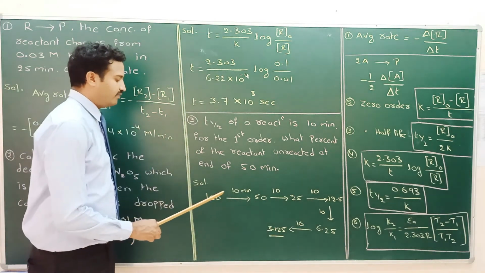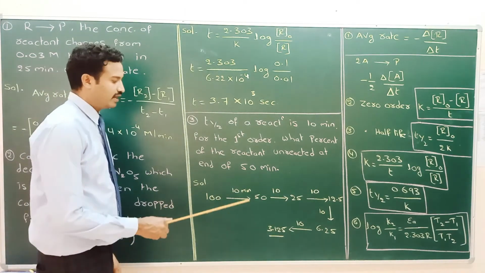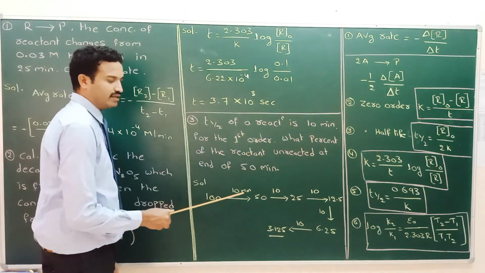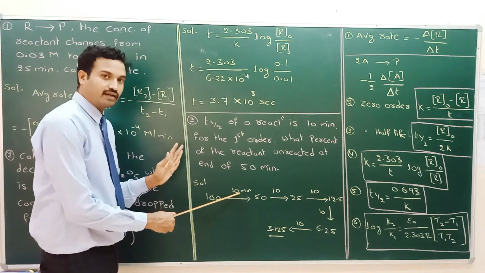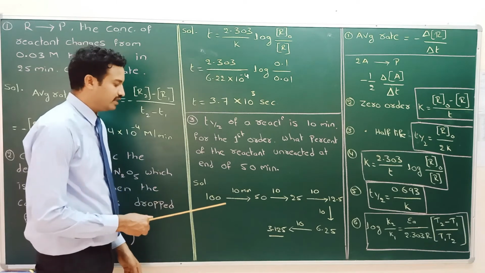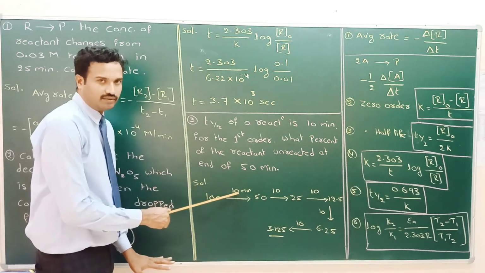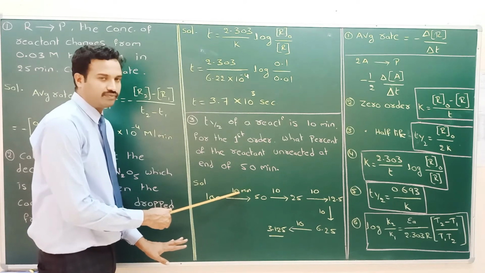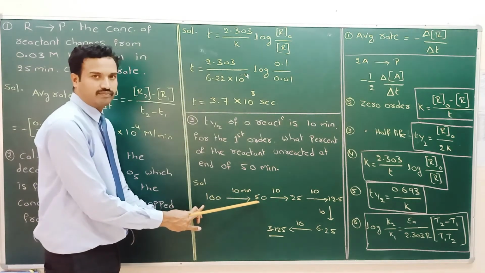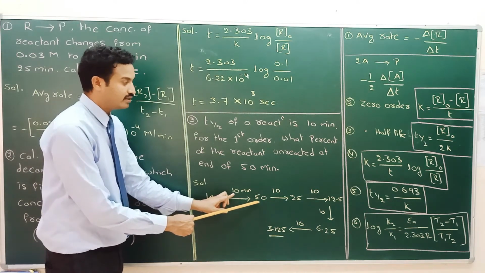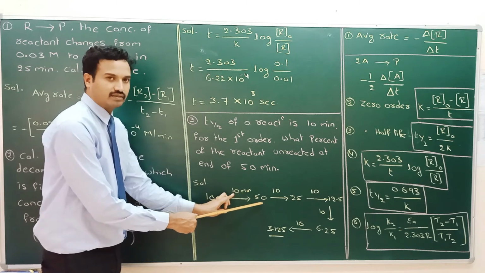We will see, first the reactant is 100%. The t-half value is given as 10 minutes. What is t-half? It is when the initial reactant concentration becomes half. Initial reactant concentration is 100%. After 10 minutes, the t-half value, the initial concentration becomes half, 50. This is for the first 10 minutes. We need to calculate for 50 minutes.